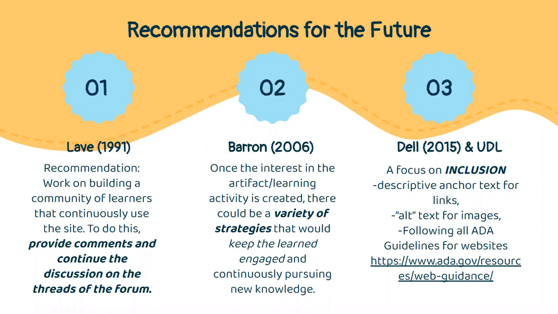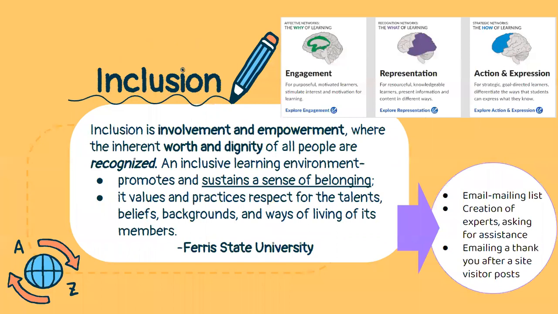One, following all the ADA guidelines just for inclusion, like the alt text for images that doesn't really exist right now on my site as it should. Descriptive anchors for the text links. So links that I have going to outside resources, I have not put anchors in for them yet. Those are just things on the back end that I would need to do to continue keeping the site up to standards. But also, when researching inclusion, this was my favorite definition.